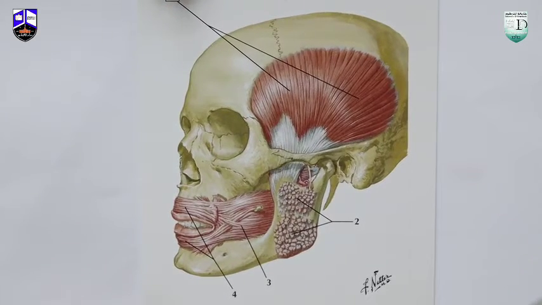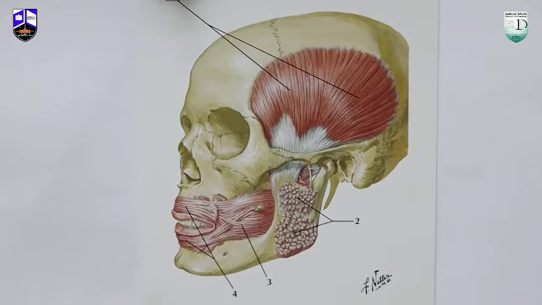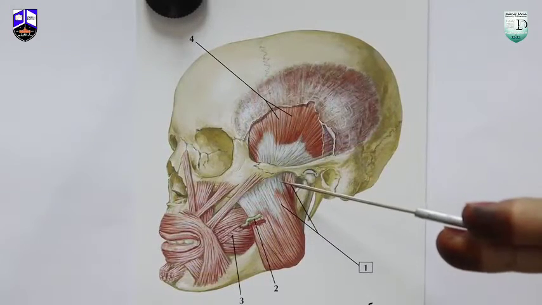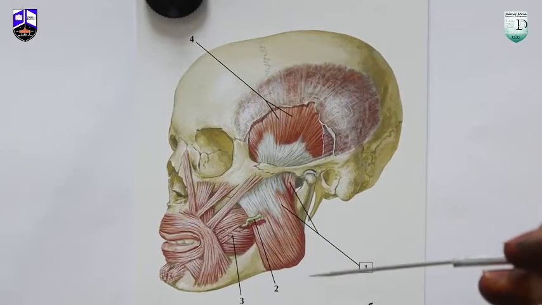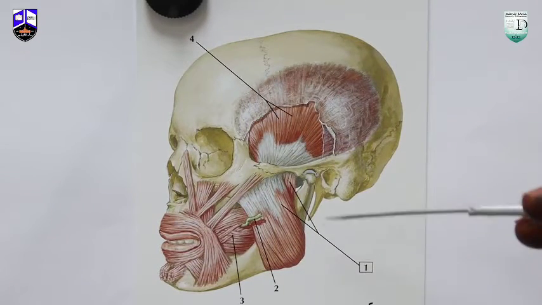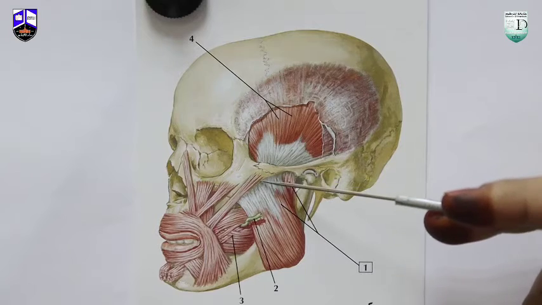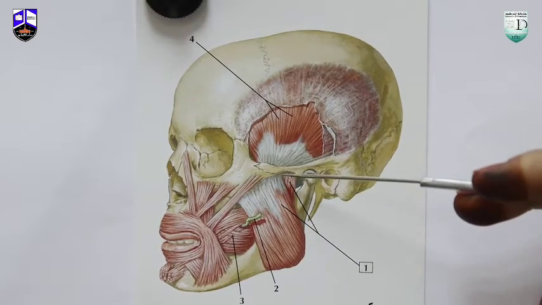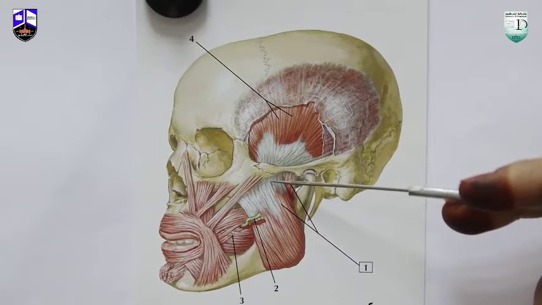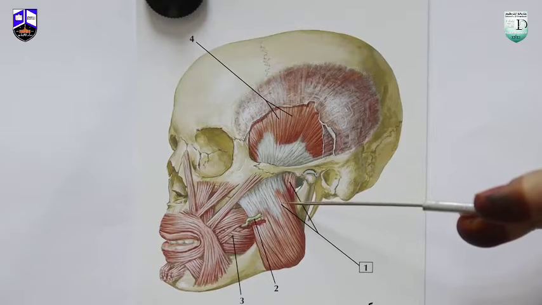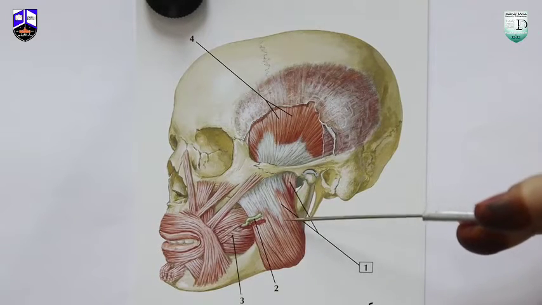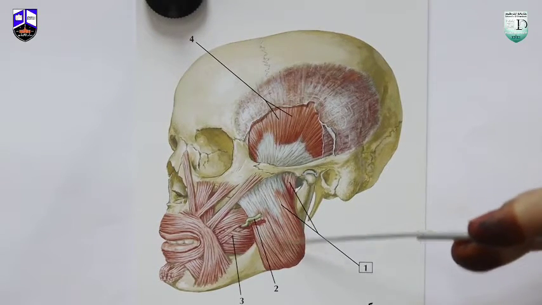Now we're going to move to the second muscle. The second muscle is the masseter. The masseter is the strongest muscle in the body. It originates from the inferior border of the zygomatic arch and extends downward and backward at a 45-degree slant to be inserted into the whole of the lateral surface of the ramus of the mandible.